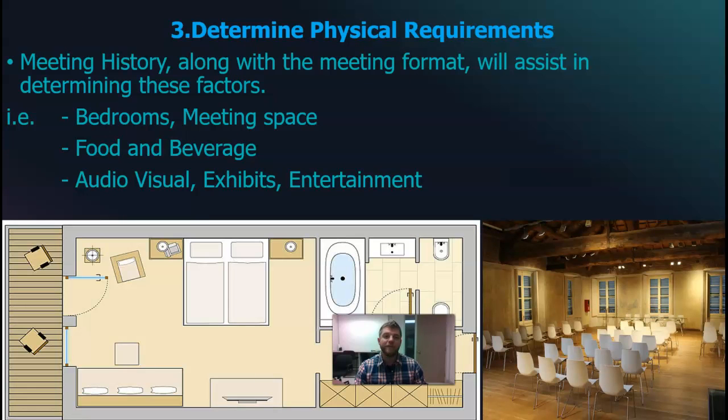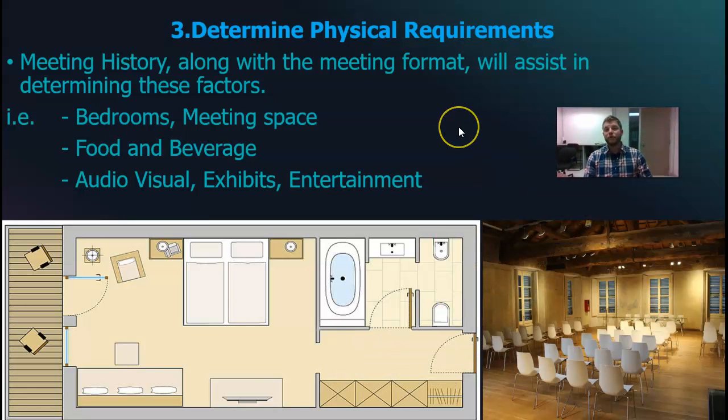We also want to determine the physical requirements. So physical requirements might be the actual space. It could be parking. It could be all of these different things. How many bedrooms or rooms do I need? Are they single or double occupancy? How many meeting spaces? What's the food and beverage that's required of us?